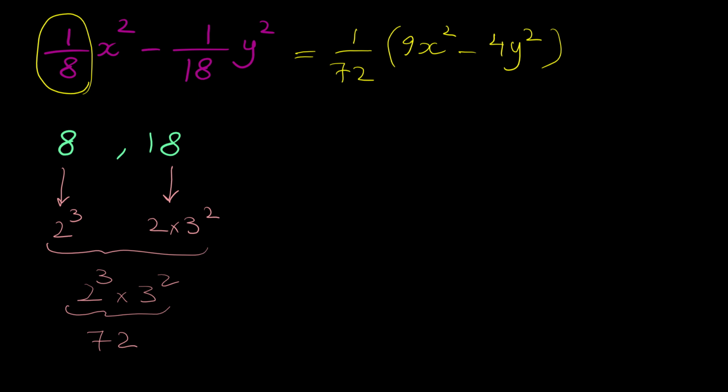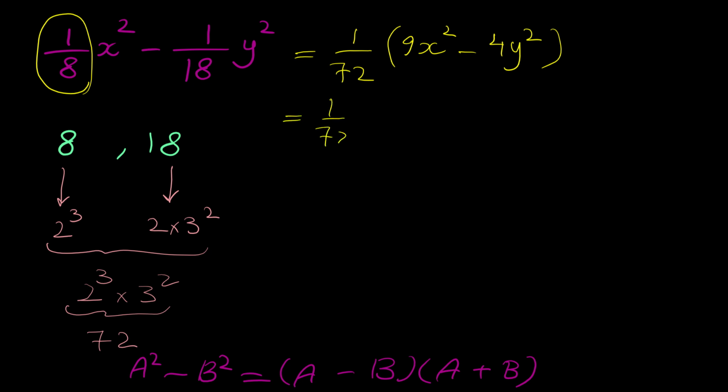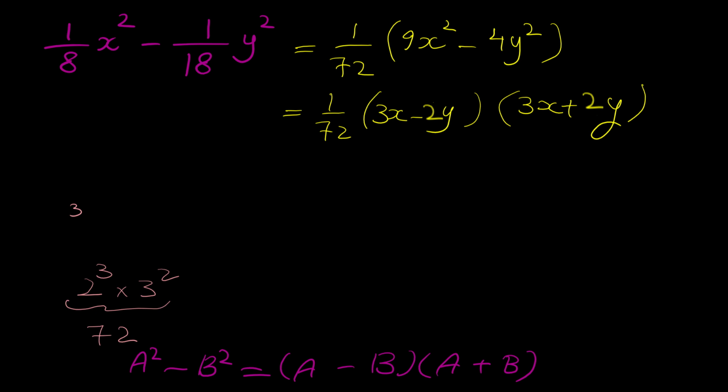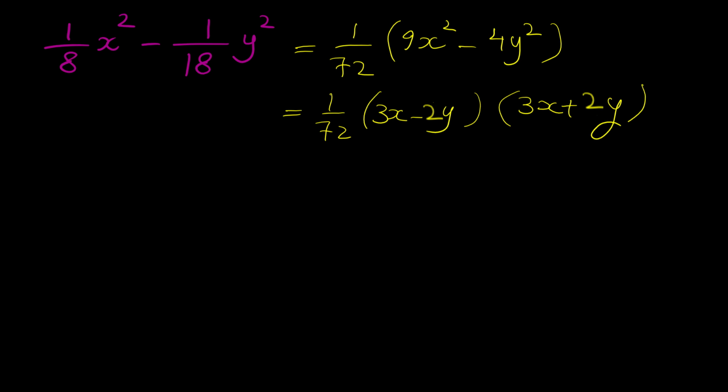Now look at the inside of the bracket. Again, we can use this identity. a to the 2 minus b to the 2 is a minus b times a plus b, the difference of squares identity. Based on this identity, we can factor this as 1 over 72 times 3x minus 2y, 3x plus 2y. Before I show you the next example, let me show you another method, not another method, but a slightly different method for solving this question.